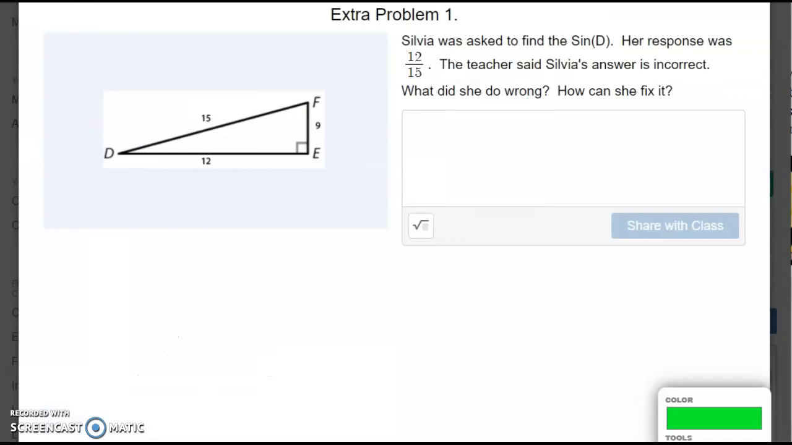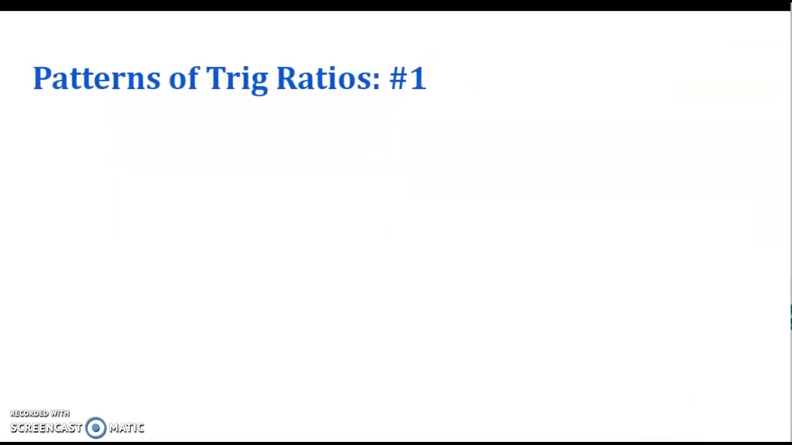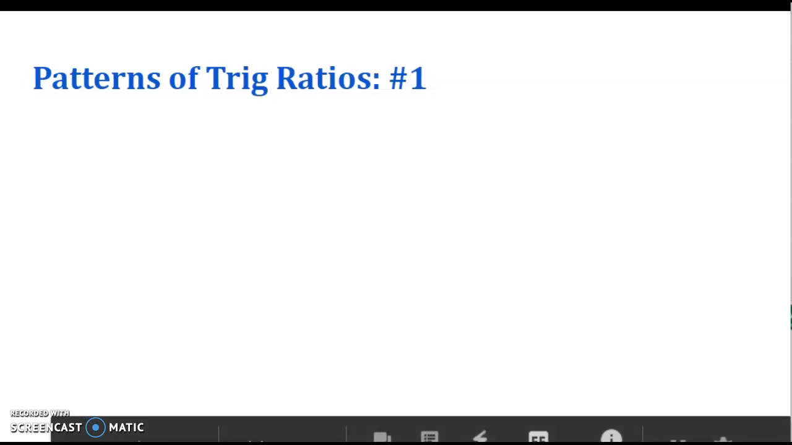All right, the rest of the problems are extension problems, so I am going to leave it there. So let's quickly discuss what we discovered from our Desmos exercise.